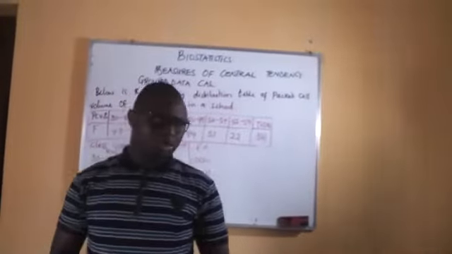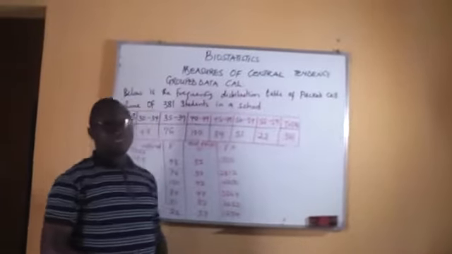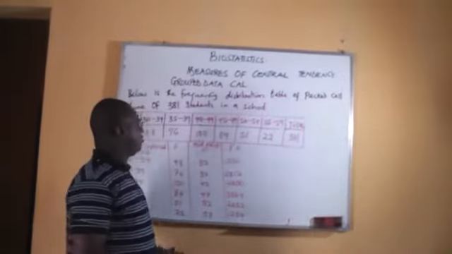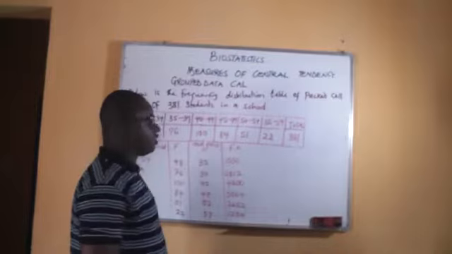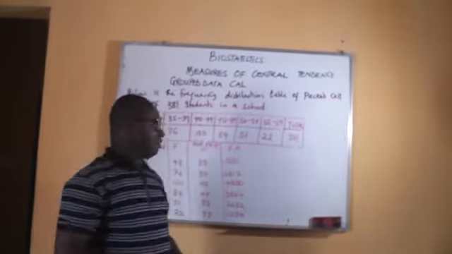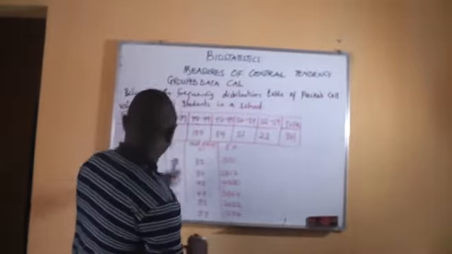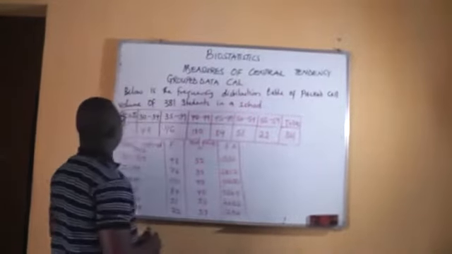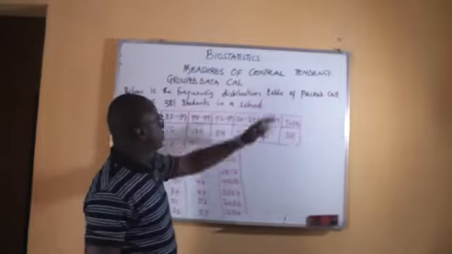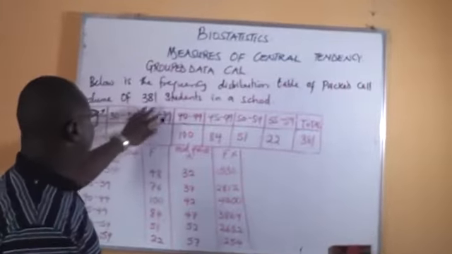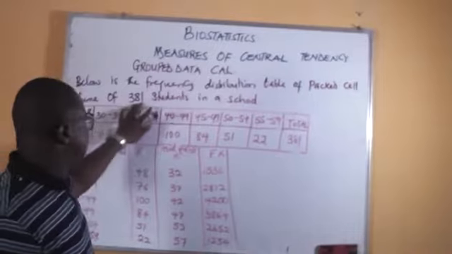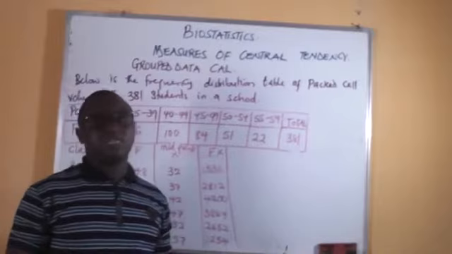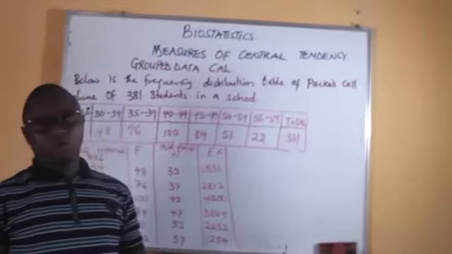Welcome to our lesson. We will be looking at median in this lesson. In our previous lessons, we looked at mean and then on group data, but here we are focusing our attention on group data mean. If you remember our table, we are still solving the same question. The question says below is the frequency distribution table of packed cell volume of 381 students in a school. This is a table, and we are meant to just calculate the median alone. It's just the median we want to calculate.